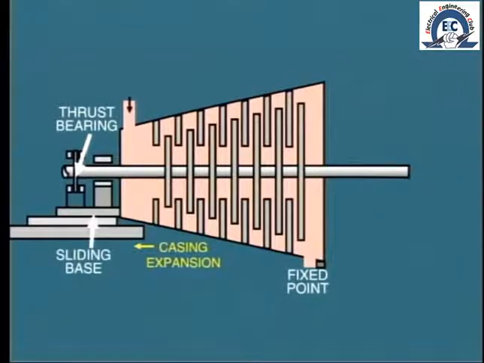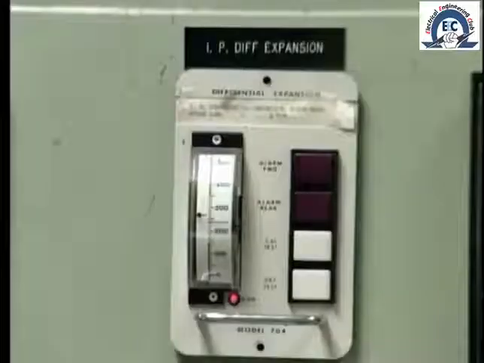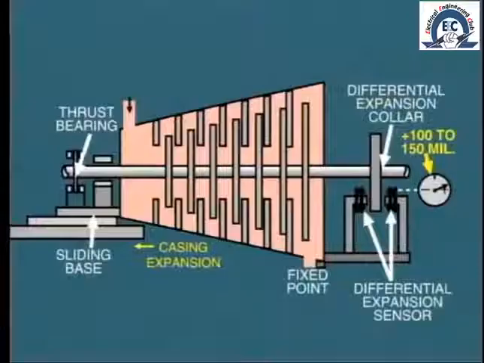The reason is that the rotor is considerably lighter than the shell, and therefore it expands more rapidly. So during the initial loading of a cold machine, the rotor expands at a greater rate, and in fact, we run the risk of the rotating blades coming into contact with the next stage of stationary blades. This differential expansion must be kept within certain limits by restricting the rate of change of load on the machine. Differential expansion is measured and indicated at the operator's control panel or console.